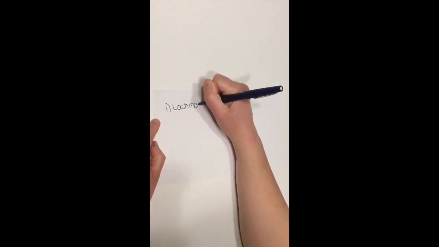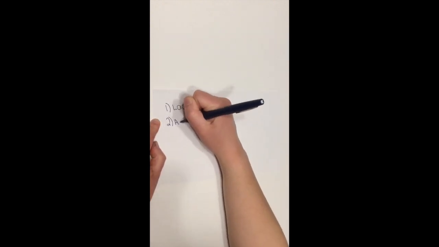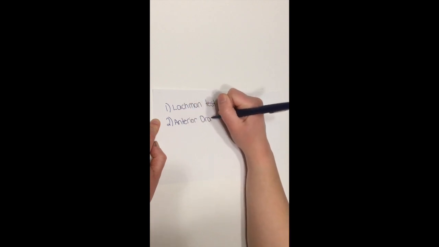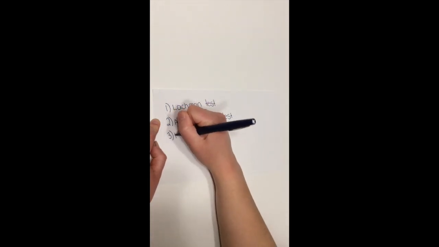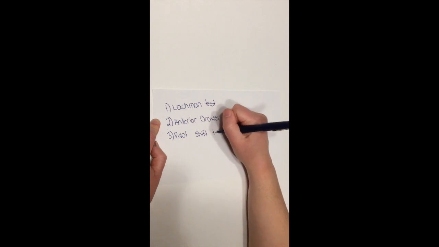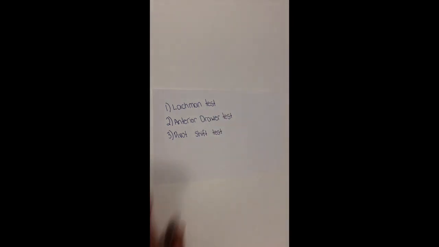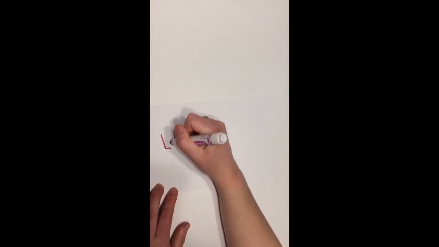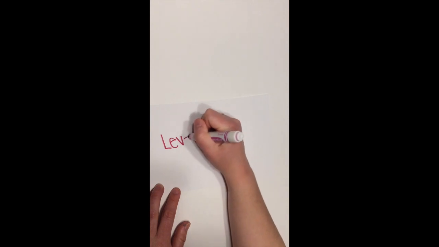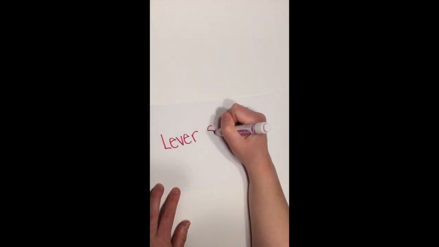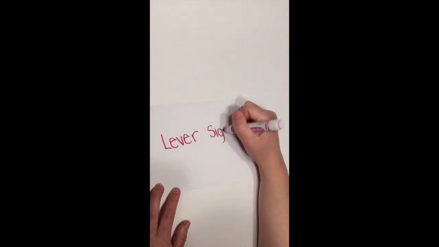The Lachman, anterior drawer, and pivot shift test are three basic tests used to examine the structural integrity of the ACL. However, these can provide varying results based on their specificity and sensitivity. There is a new test that has recently been developed and is called the Lever sign test. There's a small amount of research stating that this test is superior to the previous three stated.